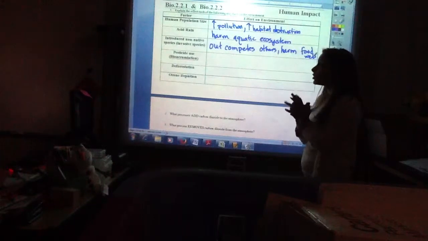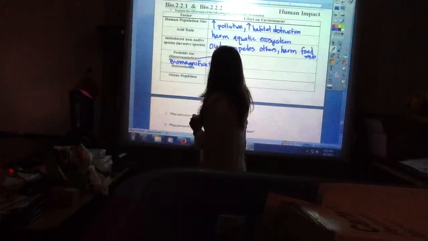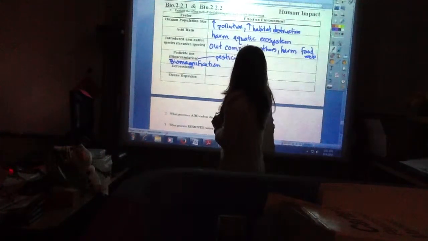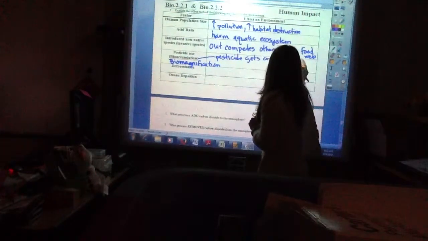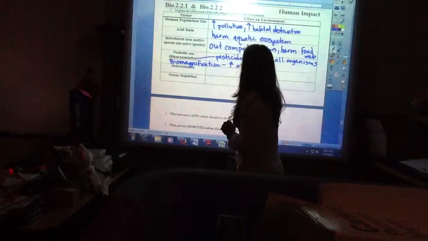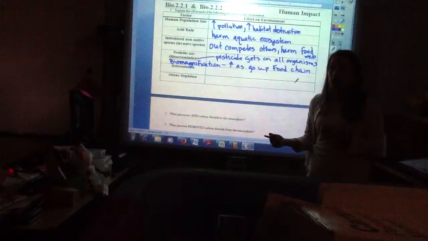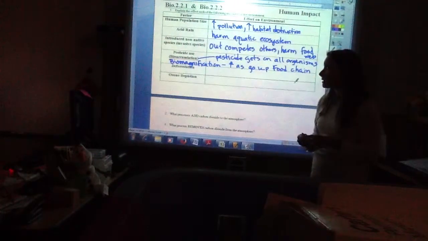Pesticide use, bioaccumulation, and biomagnification. We want to talk about bioaccumulation, which is when the pesticide gets on all the organisms. But bioaccumulation increases as you go up the food chain. So those top predators, like the eagle that's flying around, it gets some of the pesticide because of bioaccumulation, but it also gets a lot of the pesticide through the things that it eats.